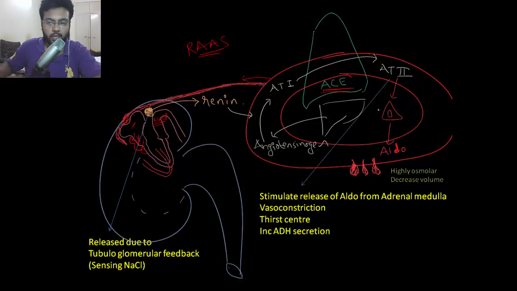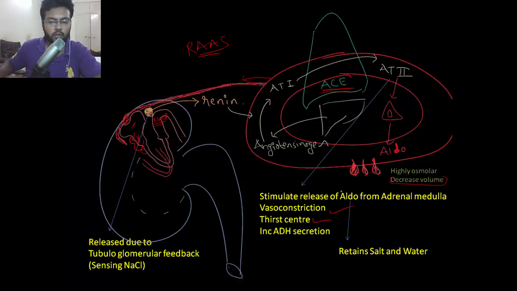It will stimulate the adrenal cortex to release aldosterone. It will do vasoconstriction of the efferent arteriole too to bring back the GFR to the normal state. It will stimulate the thirst center, so you will drink more water to combat the decreased volume. It will increase the ADH secretion to retain more water to maintain the volume.